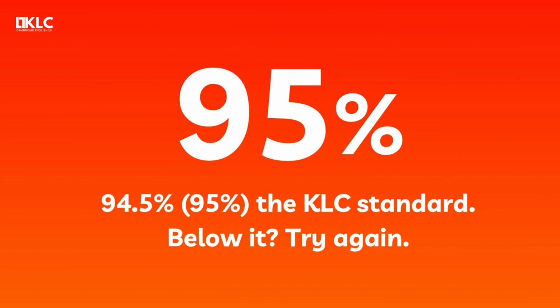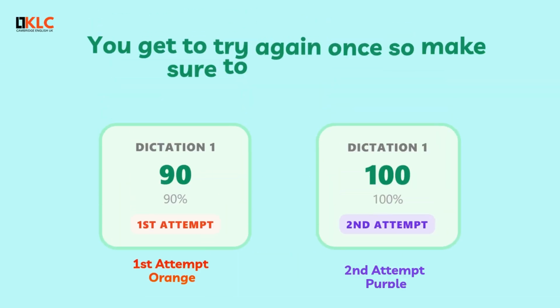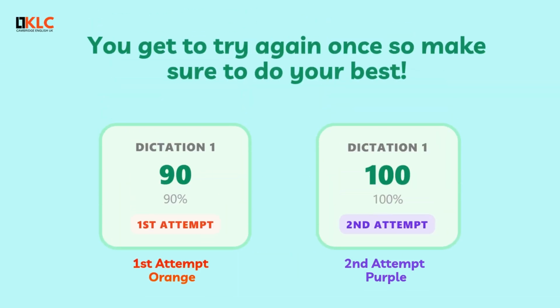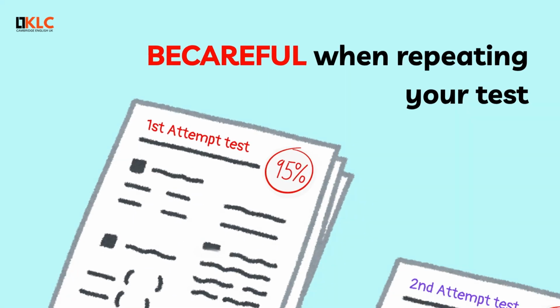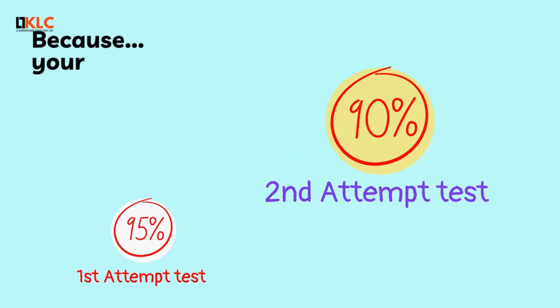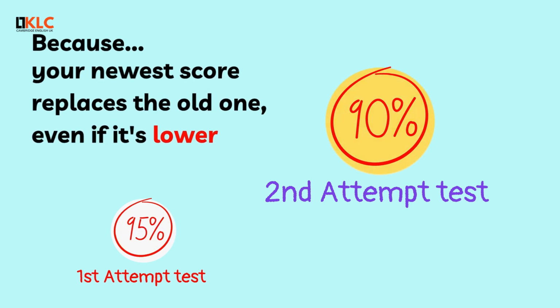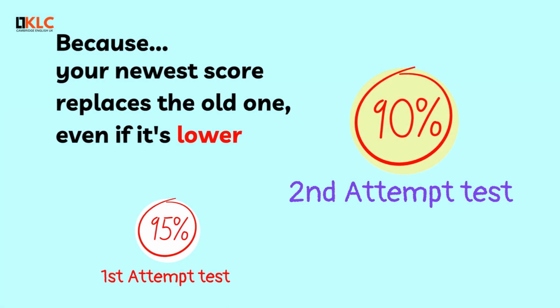95% is the KLC standard. Below it, just try again. You get to try again once, so make sure to do your best. Be careful when repeating your test, because your newest score replaces the old one, even if it's lower.